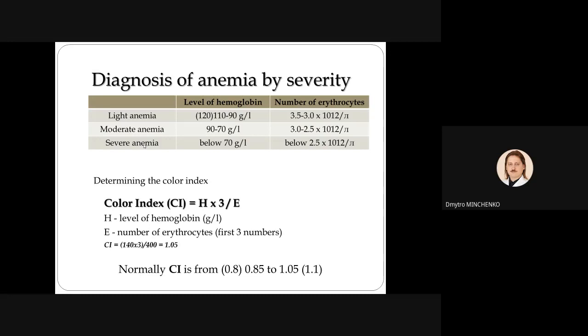Normally, color index is between 0.85 to 1.05. Physiologically, it's possible to get numbers up to 1.15. Clinically, this can only happen in newborn infants. In children in pediatric medicine, depending on the age, these reference values can be expanded to 0.8 and 1.1 to determine whether or not the person has hypo or hyperchromia. Alternatively, again, I will mention that MCH and MCHC can also be used to make the same conclusions.